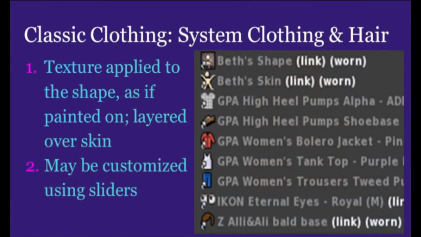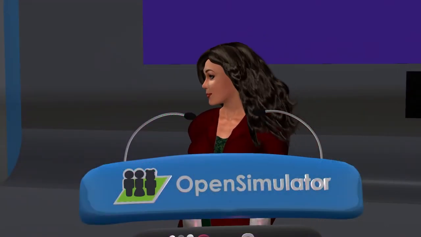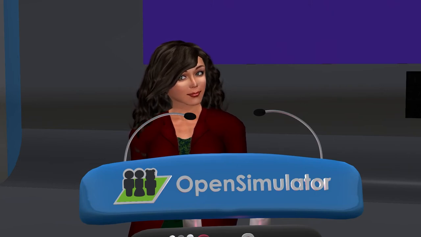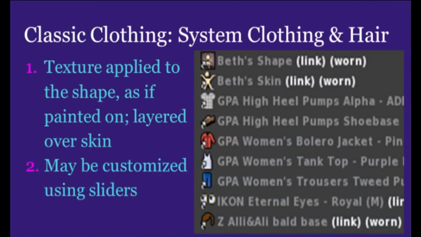So when you're looking at system clothing and hair, the icons on the right, except for the alpha layer, show system items in your inventory. If you show only clothing, these will be the only things that show up. And yes, if it's a cube, then it's an attachment, a prim object. And these all can be customized using sliders, depending on how the item is made.